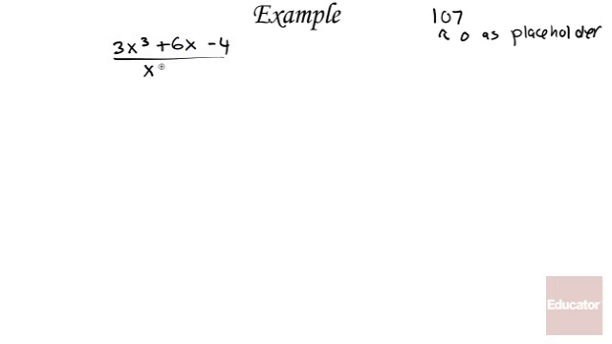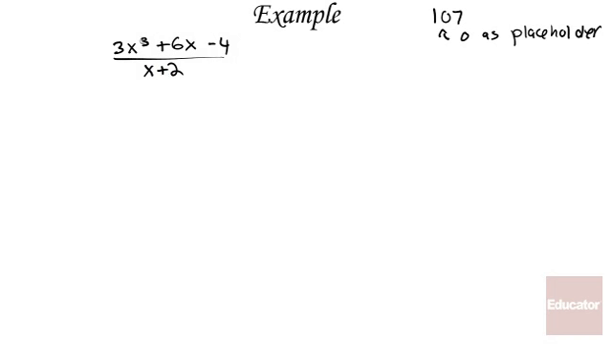Now, one thing to be aware of is that sometimes there are missing terms. And if that is the case, you need to use a coefficient of 0 and represent those terms when you're dividing. Now, if you think about it, when we have numbers like, say, 107, we have a 0 here as a placeholder. When we're doing long division with polynomials, we need to do the same thing. For example, let's say you were asked to divide 3x cubed plus 6x minus 4 by x plus 2.